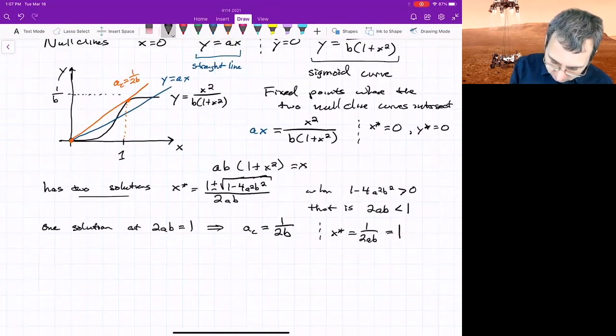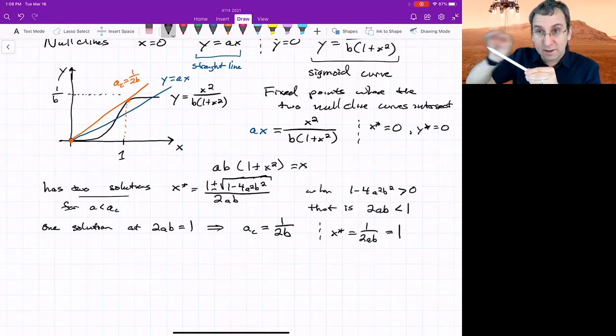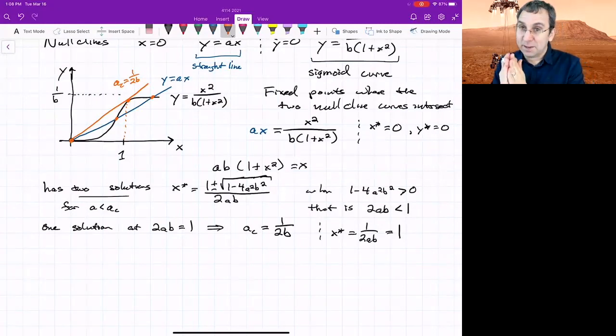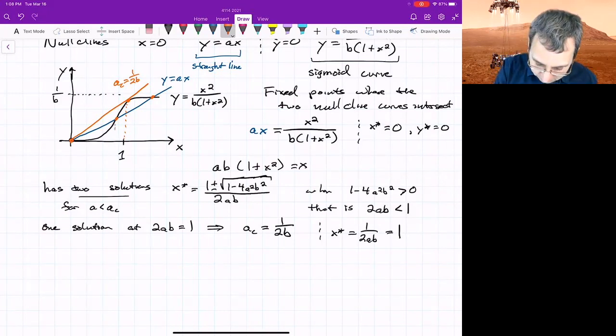The two solutions are for a less than ac, right? Smaller a, shallower slope, will have the two points of intersection. We don't know yet which one's stable, which one's unstable. But we've got those two points, and one of them is going to have to be at x star less than 1, and the other one's at x star greater than 1. So this is x star less than 1, x star greater than 1.